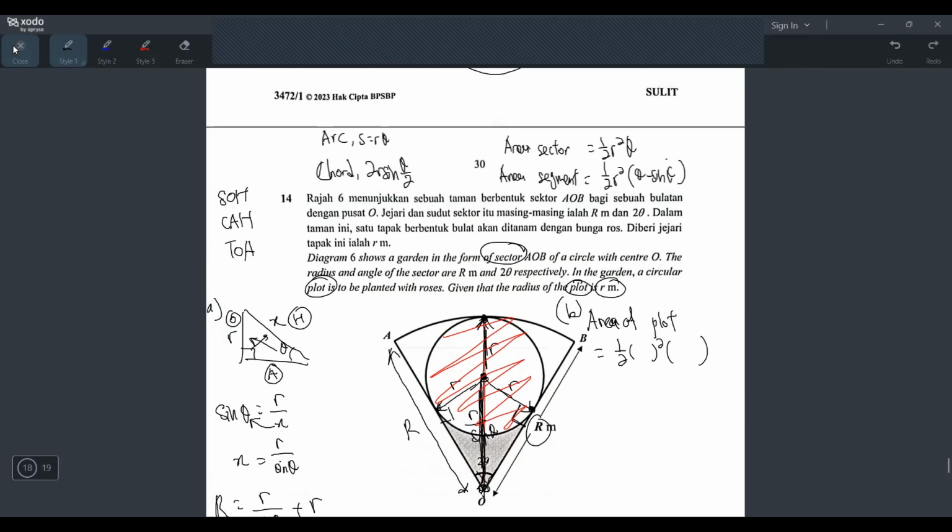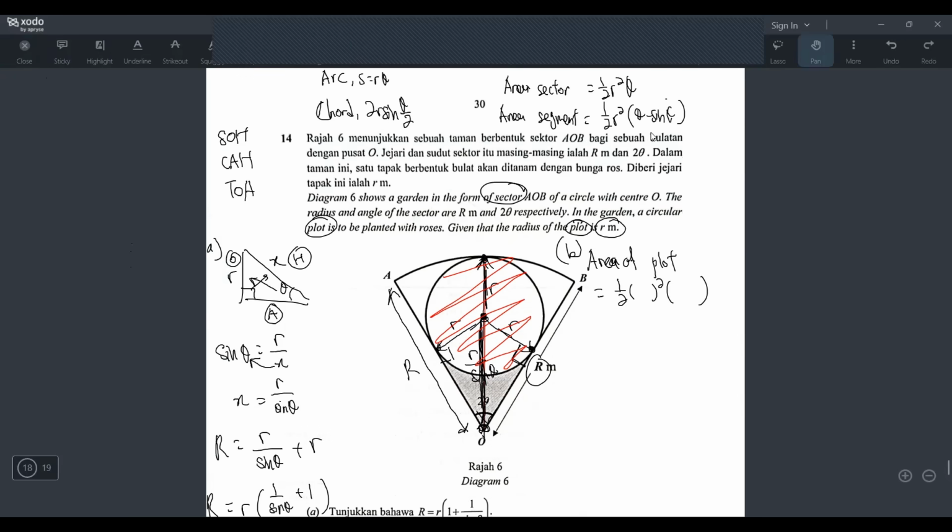So which formula will you use to find area of plot? Of course, the area of sector formula, but your radius will be small r and your theta will be 2 pi. Why is it 2 pi? Because one circle means 360 degree. 360 degree in radian is 2 pi lah. So that's why here you will get 2 and 2 cut, you will get pi r square. So this is the area of the circle.